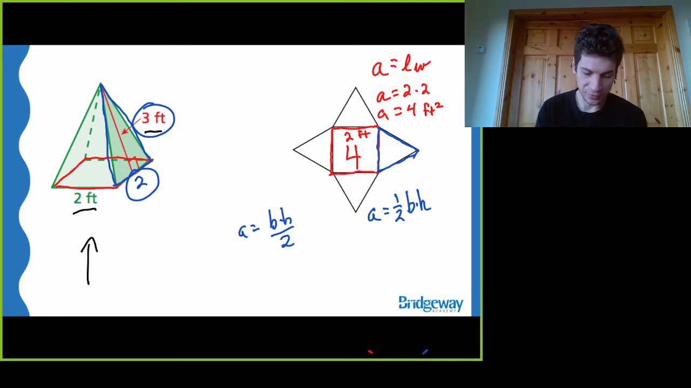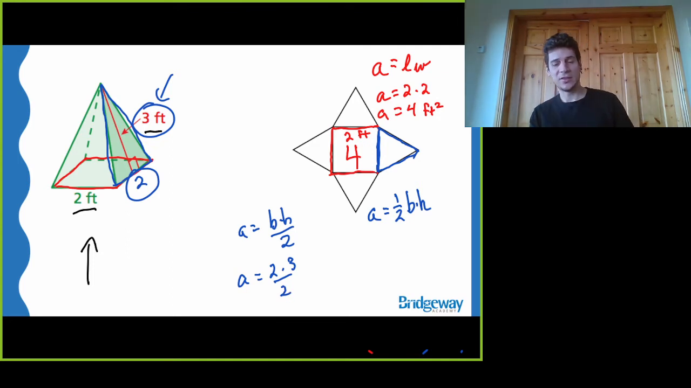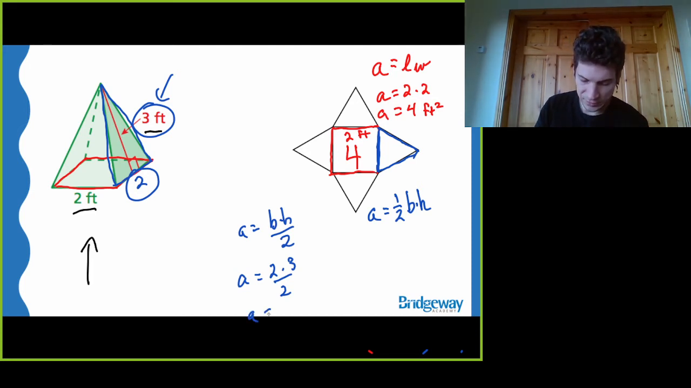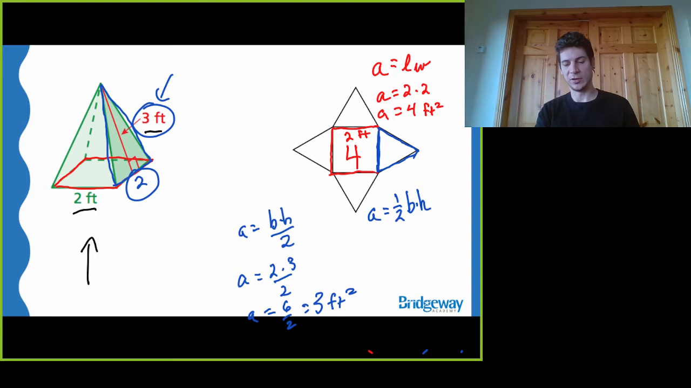So our base, as we said earlier, that's the bottom of our triangle here, is 2 feet. And our height, how tall is our triangle? 3 feet, and divide that by 2, and you'll see that this is actually half of the formula for the area of a rectangle, because a triangle is half the size, and we get 6 divided by 2, which is equal to 3 square feet. So I'm going to put a big 3 inside of our triangle there.